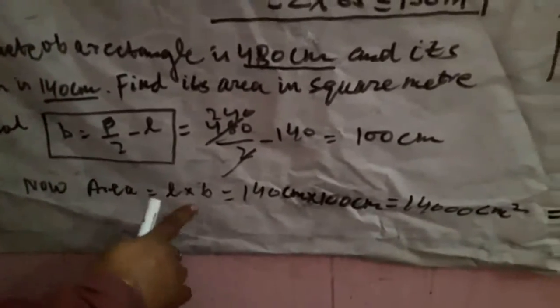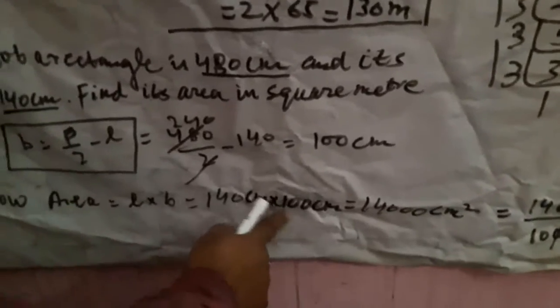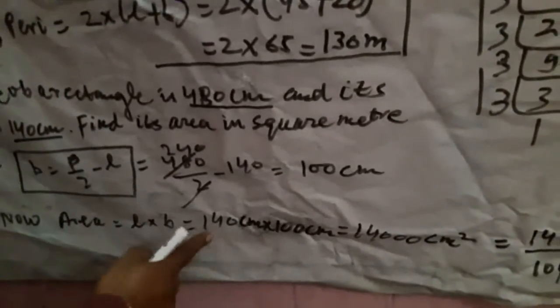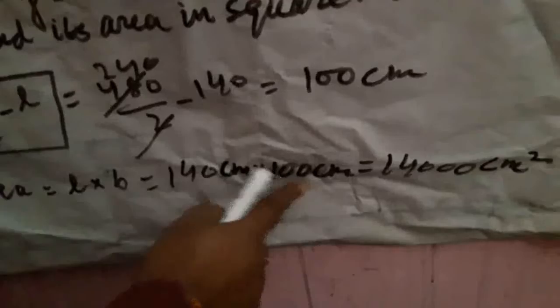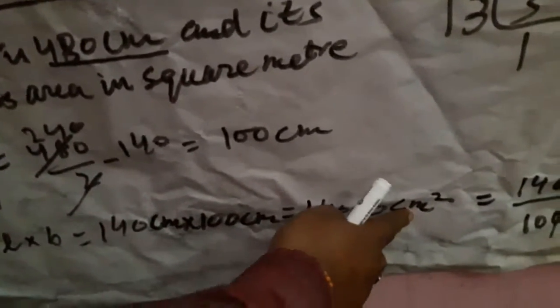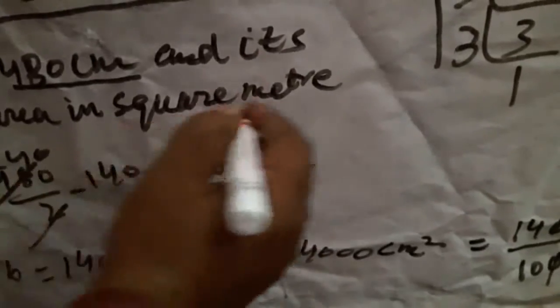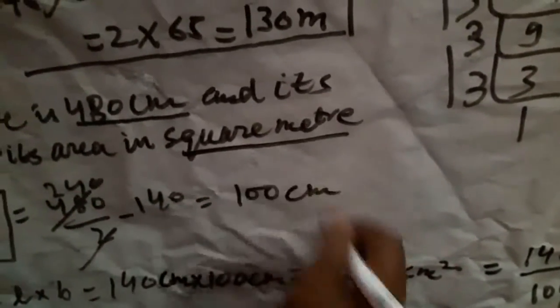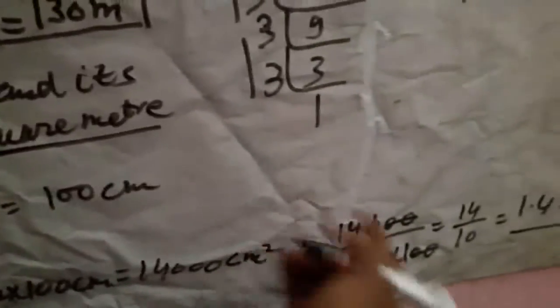Now area is equal to L into B, 140 centimeter into 100 centimeter. This is your length and this is your breadth. After multiplying, your answer comes 14,000 centimeter square. But in the question, he asked square meter. How do you change centimeter square to meter square?